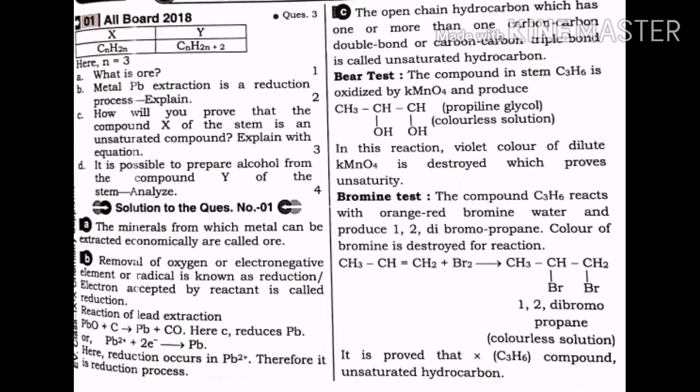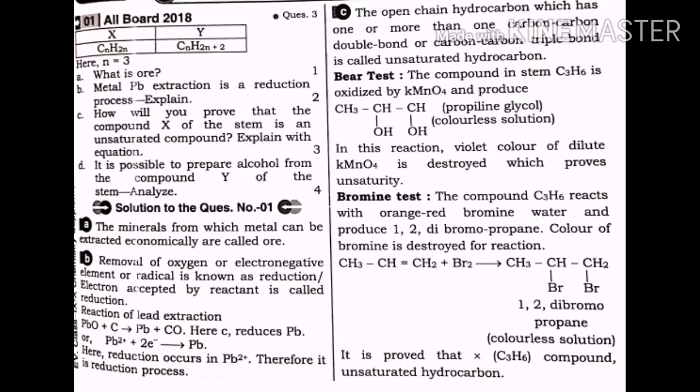Second question: metal lead extraction is a reduction process. Explain. Third: how will you prove that the compound X of the stem is an unsaturated compound? Explain with equation. And in the fourth question: is it possible to prepare alcohol from the compound Y of the stem? Analyze. Now we discuss the answers of the questions.